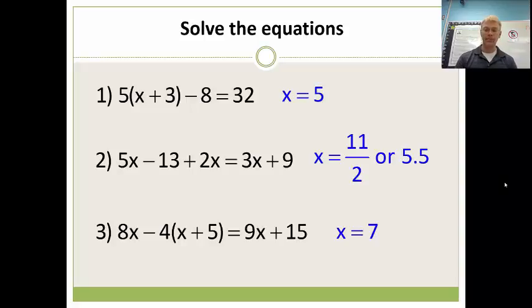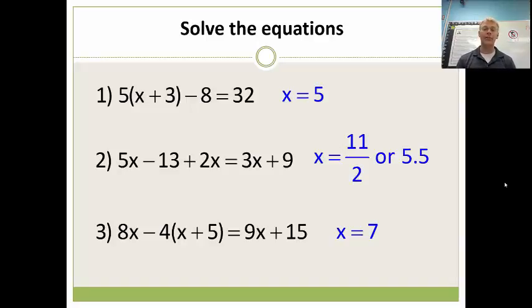Let's see how you did. Hopefully, for the first equation, you saw there's parentheses and like terms on the same side, and you got x is equal to 5. In the second equation, we can see we have like terms on the same side and variable terms on both sides. And you got either 11/2, which it's okay to leave as an improper fraction, or 5.5. In the third equation, we had all three: parentheses, like terms on the left-hand side, and then variable terms on both sides. And if we simplify all of that, then eliminate our constant, and then eliminate our coefficient, we would get x equals 7.